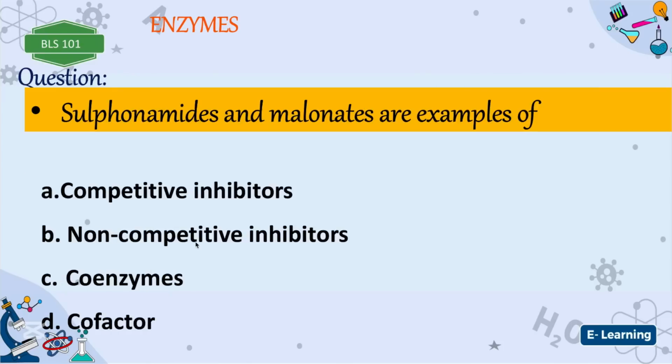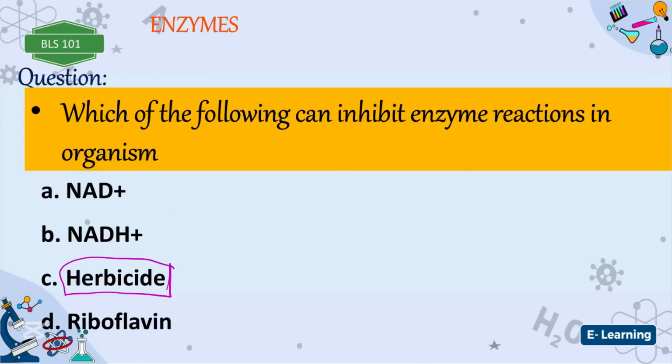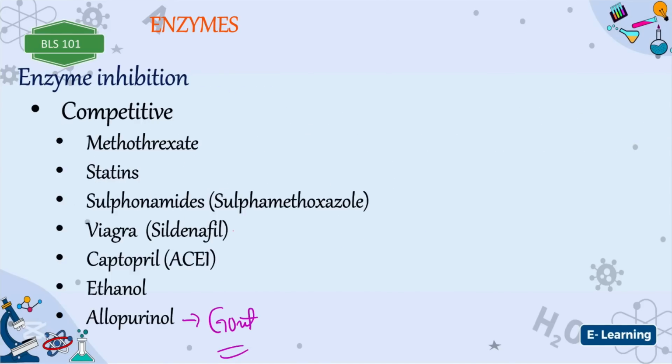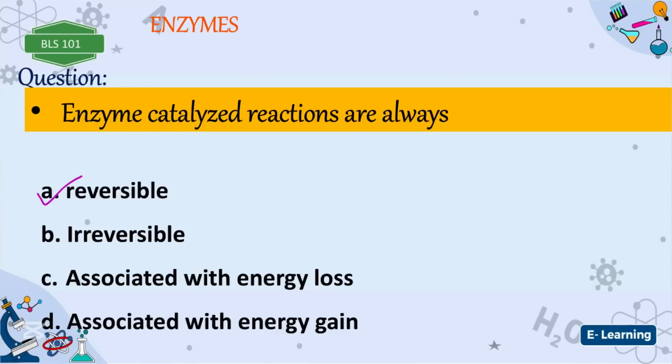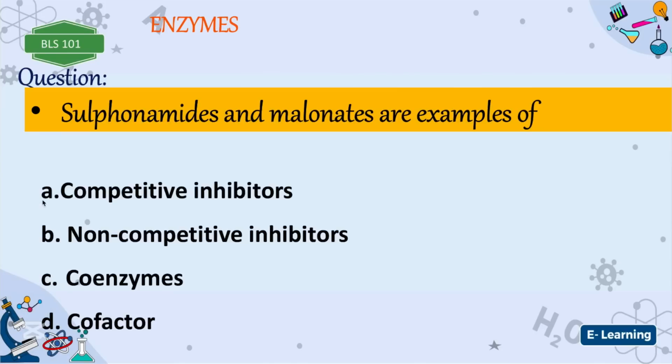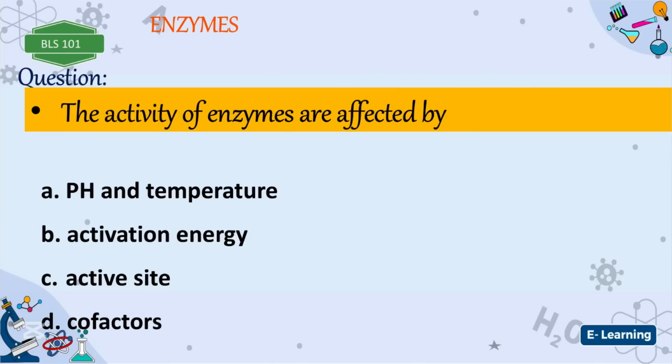All right. Sulfonamide and malonate, they are examples of what? Competitive inhibitors of enzymes. You can see it here, sulfonamide. They are examples of competitive inhibitors of enzymes. So take note of that, which is option A, competitive inhibitor.